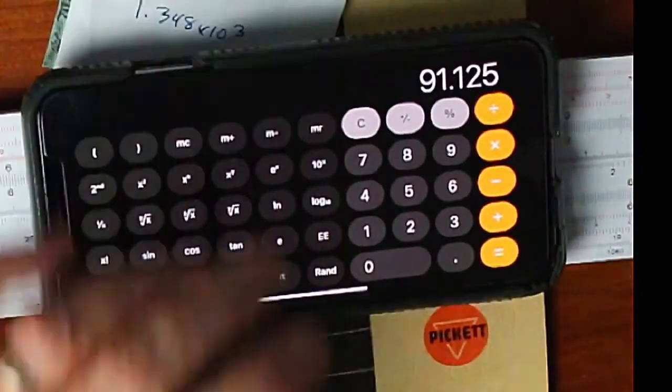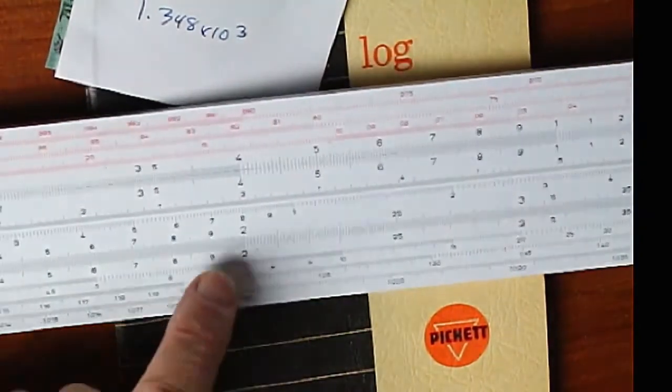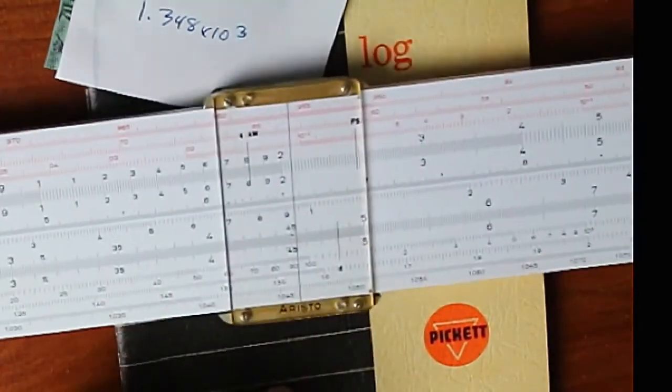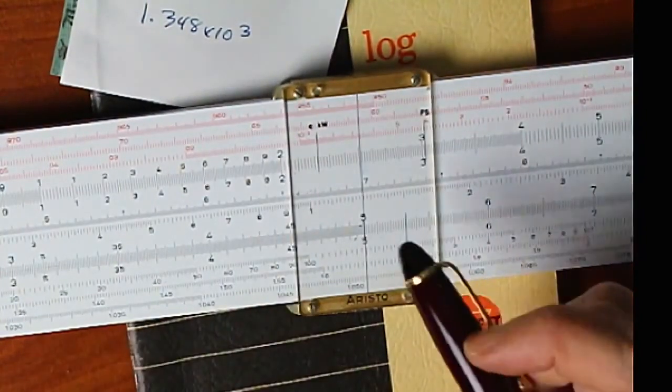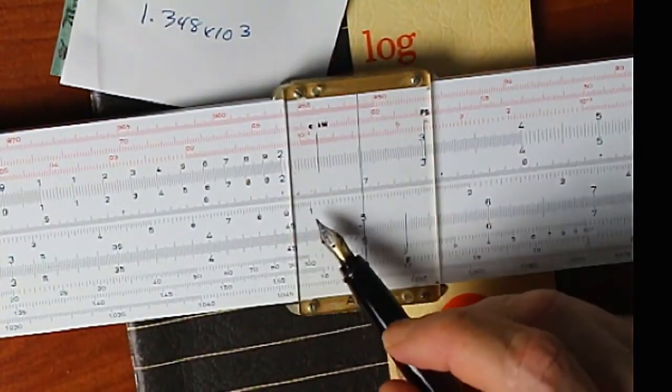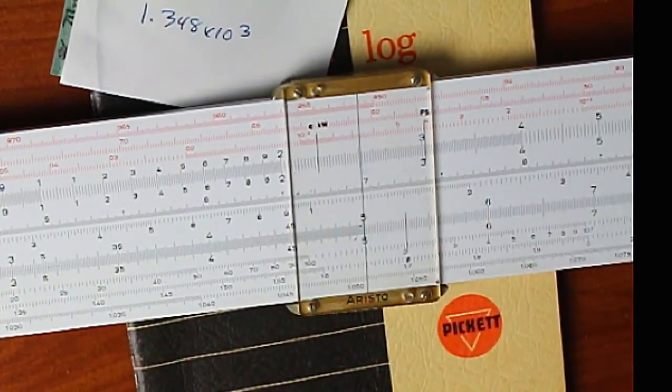And there's our answer. So to effectively do this, one of the things that you have to do is you have to have kind of a working knowledge of a few key cubes. Like, for example, the cube of 2 is 8. The cube of 5 is 125, and there's 125 on the K scale. So here's 100, 110, 120, and it's at 125.